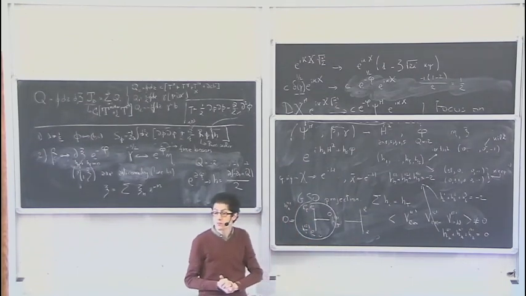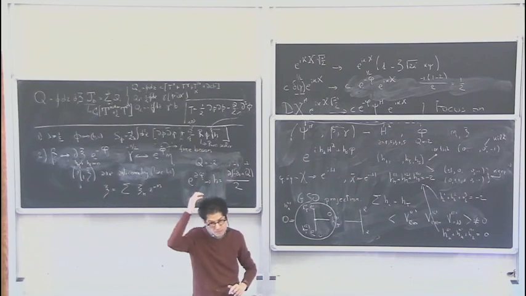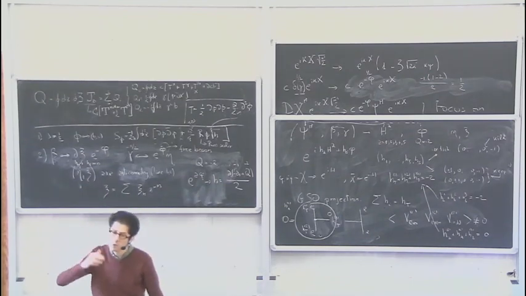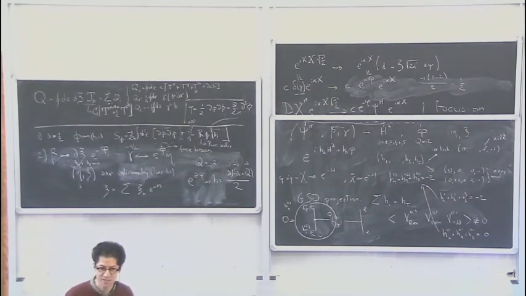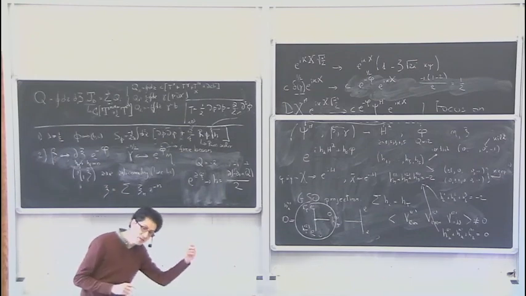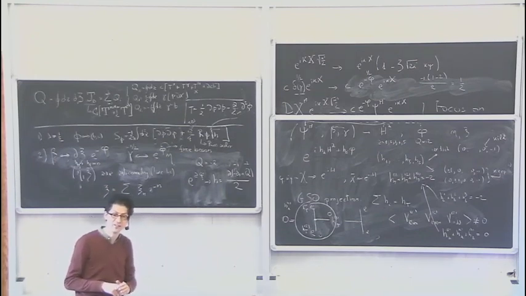Okay, any question? We will do one loop before the end of the course. This Polchinski calculation is an example of the one loop, and you will see how we get rid of the tachyon there. We will have to implement the GSO, yes. But that's a good point.